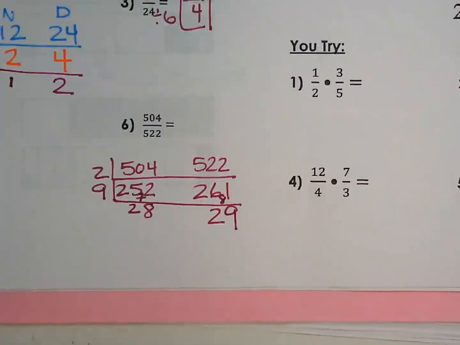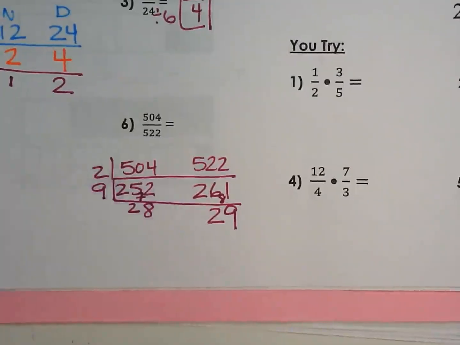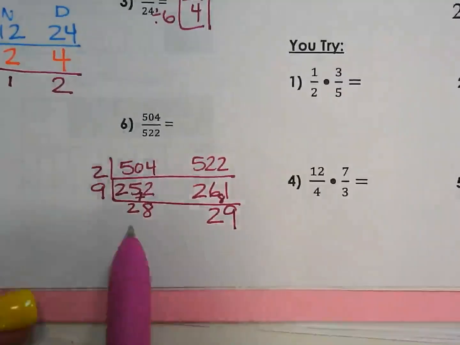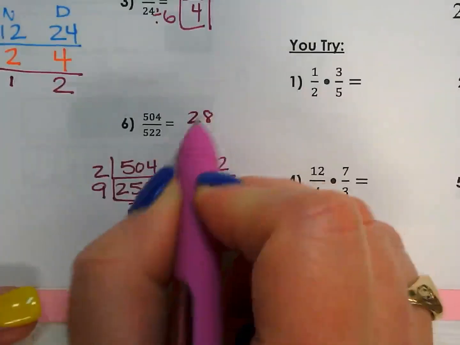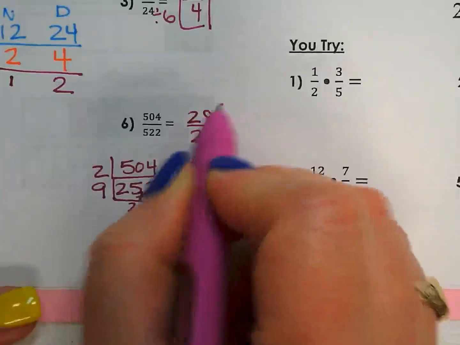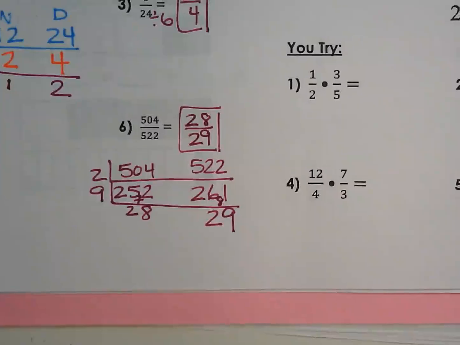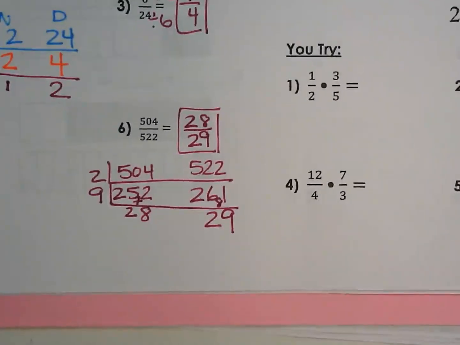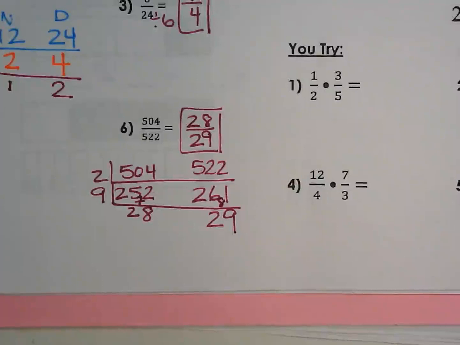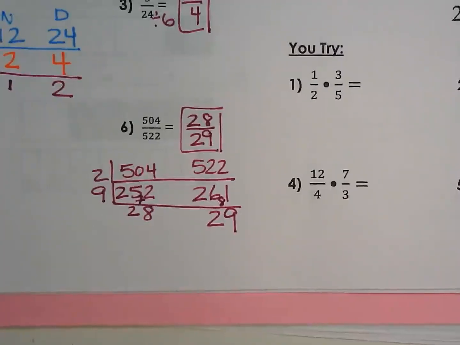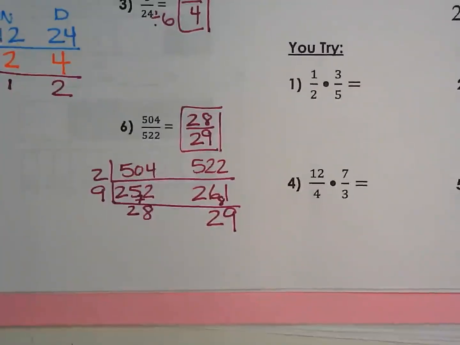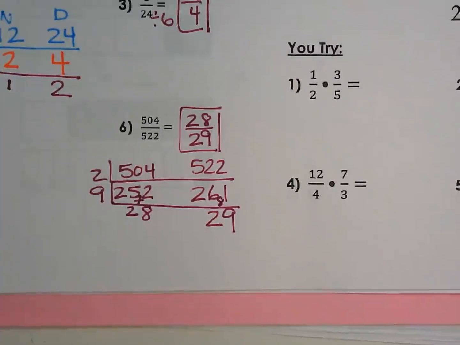Nope. So what is the biggest common factor we can take out of here? 18. And that leaves us with a fraction of 28 over 29. Okay, do you see that? So that's why those divisibility rules come in handy. They help you determine quickly if a factor is even worth bothering with. Okay? Hey, anybody have a question on simplifying? Awesome, we're going to move on.